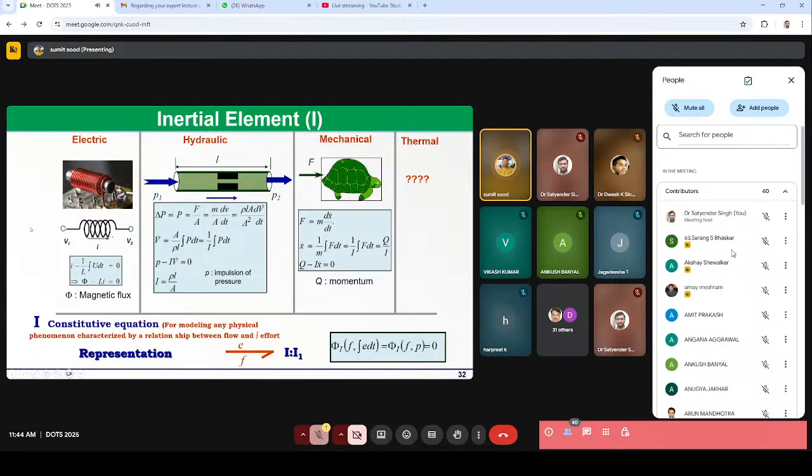There are different inertial elements you can see. For example, in the electrical domain, it could be an inductor. For the hydraulic domain, it could be the impulsion of the pressure in the pipe. In mechanical, it could be the momentum or moment of inertia being stored in the body itself. And for the thermal domain, there is no inertial element, as I mentioned earlier, because there is no physical meaning for the impulse in the thermal domain.